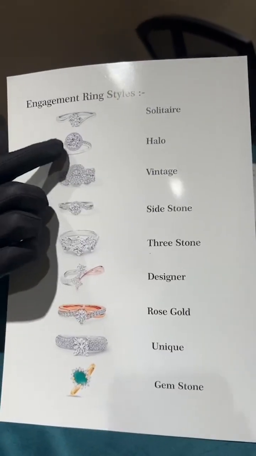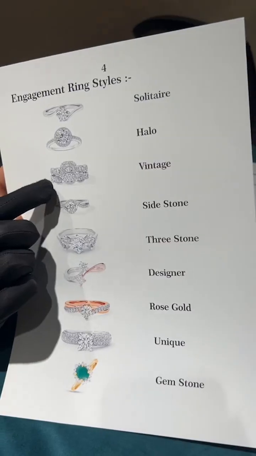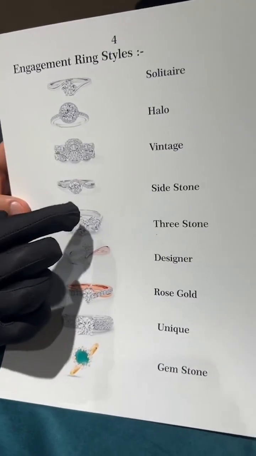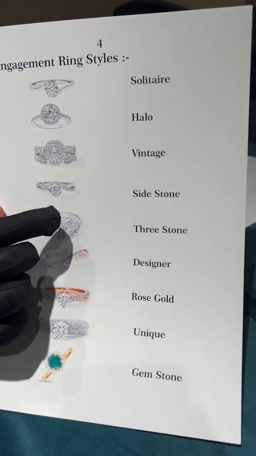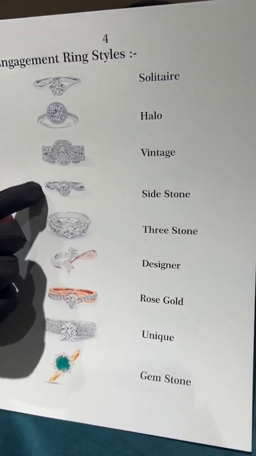So as we said, the solitaire, the halo design, and then vintage. These are the olden times designs, where the bands are really thick and the center solitaire is layered with 2-3 lines of diamonds. And then side stones is when there is more concentration on design on the band and the side stone.